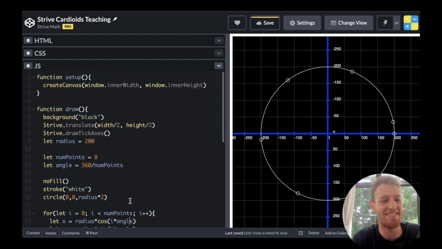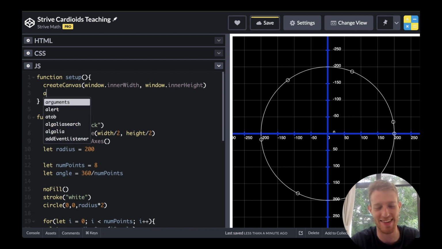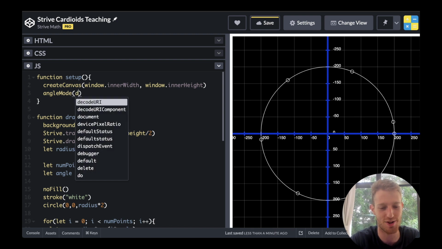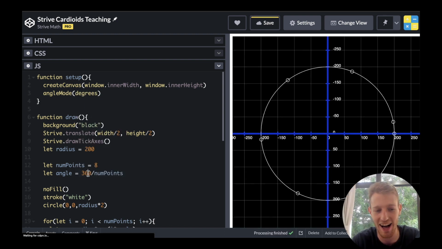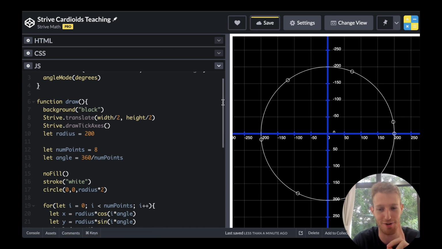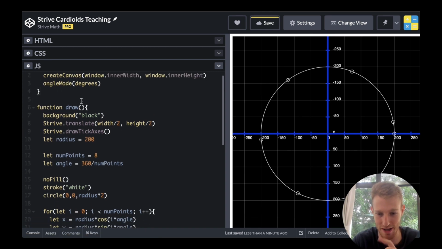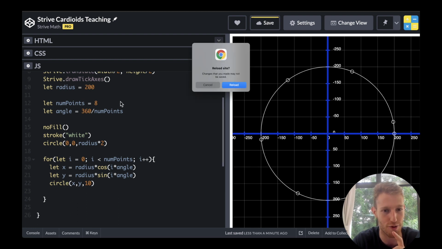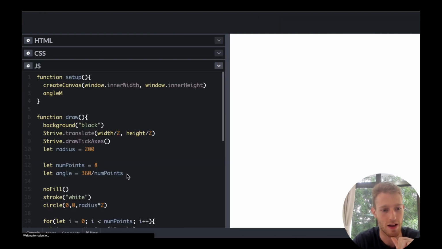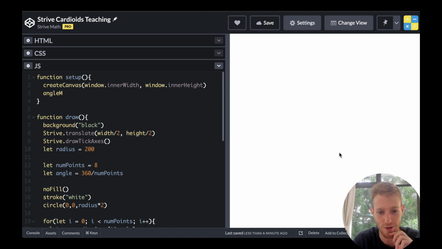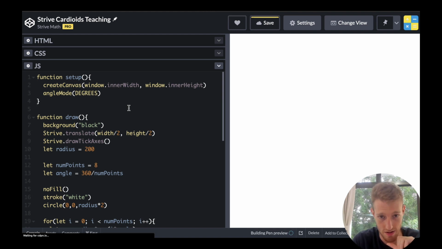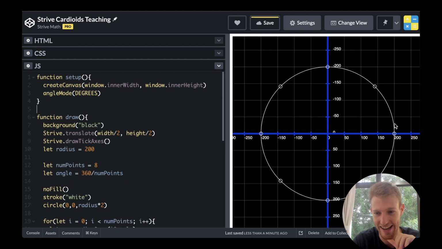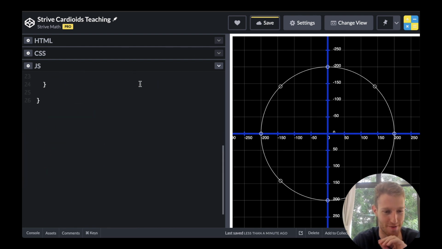Oh, I know why. Because we're in radians. By default, we are in radians. So we actually want to move this into degrees. If this was 2 pi, then it'll be fine. But because we're working in degrees, that should be the reason why we get that. Let's refresh because I don't think that ran. Oh, it didn't say properly. Angle mode, degrees. There we go. Okay, now it's nicely distributed and we're getting what we expect.